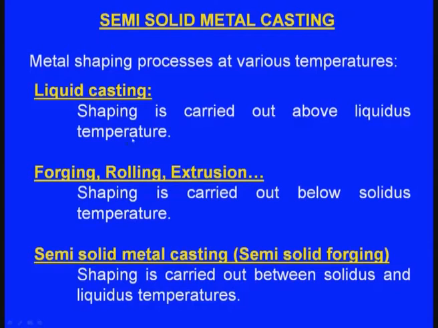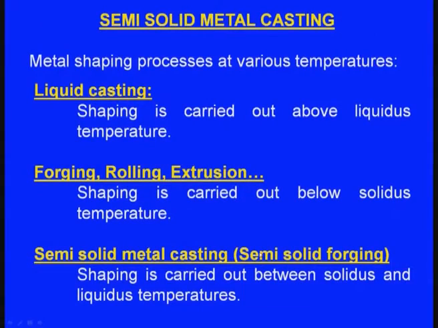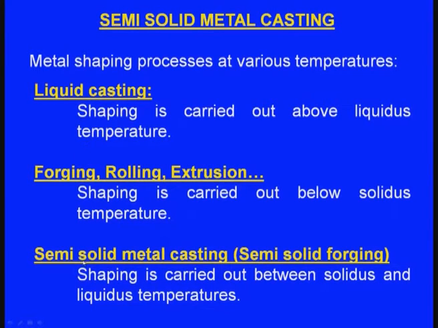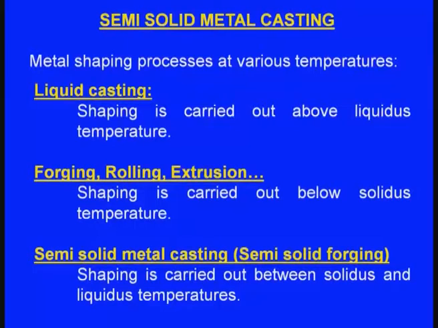Again, there is another metal shaping process, that is the forging, rolling, extrusion. All these constitute the forming process. Here, how do we get the required shape? We get the required shape below the solidus temperature. Now, here we can see the difference between semi-solid metal casting and the other processes. Here, shaping is carried out between solidus and liquidus temperatures. We won't heat the metal above the liquidus temperature. We won't cool down the metal below the solidus temperature. That is the special thing about the semi-solid metal casting process or semi-solid forging.